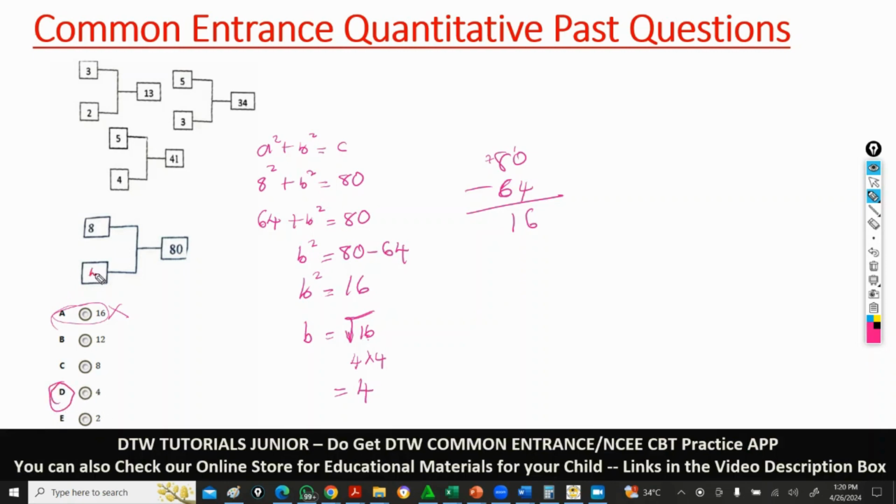And you can also test your answer if you want to be very sure. By testing it, we do 8 square, which is 64, and 4 square is 16. And when we add this together, what do we get? 4 plus 6 is 10, so we drop 0, carry 1. 1 plus 6 is 7, plus another 1 is 8. You can see it gives us 80. This is how you test your answer.